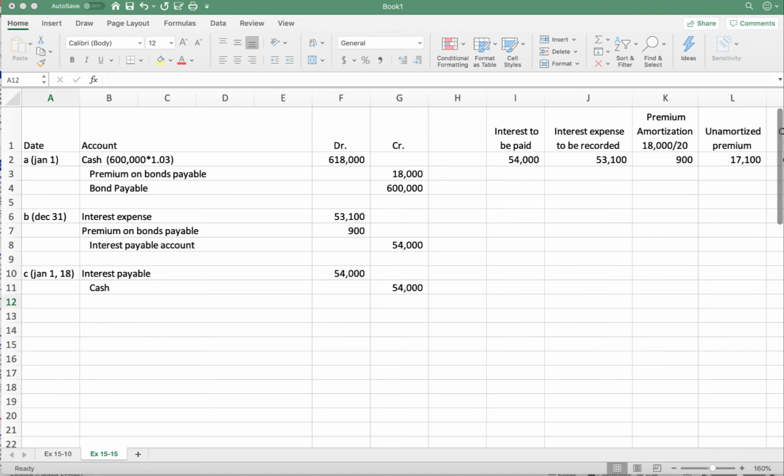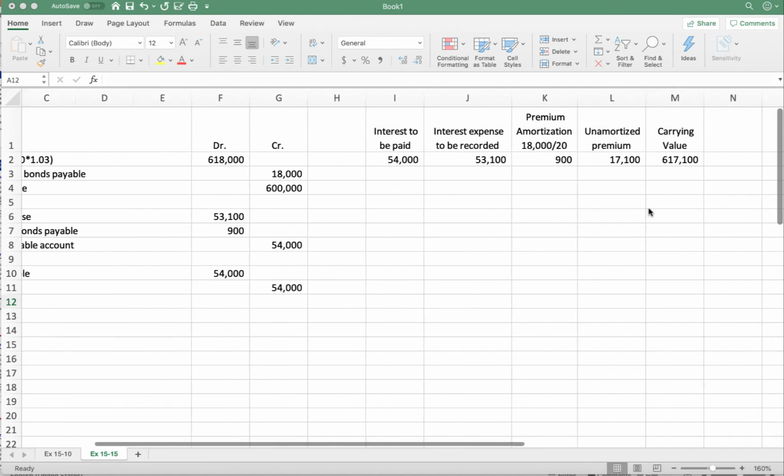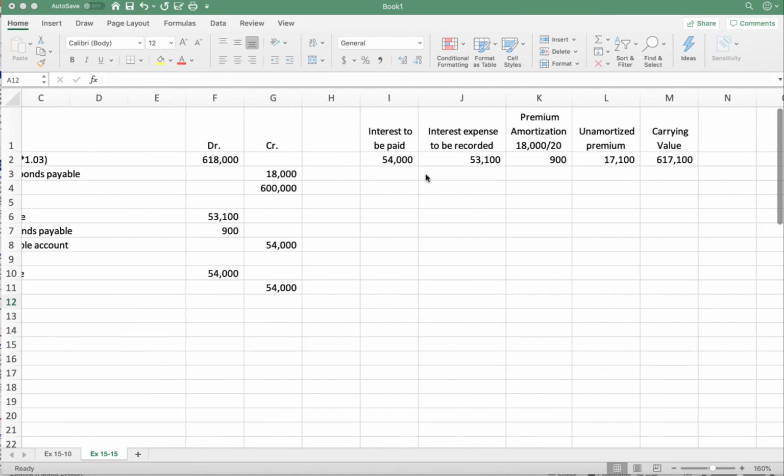Now, Part D says, we're 20 years out. The bond has matured. Assuming the interest for the last period has been paid and recorded, what's the journal entry, right? So let's think about this for a minute, okay? And I want to go back to this chart.